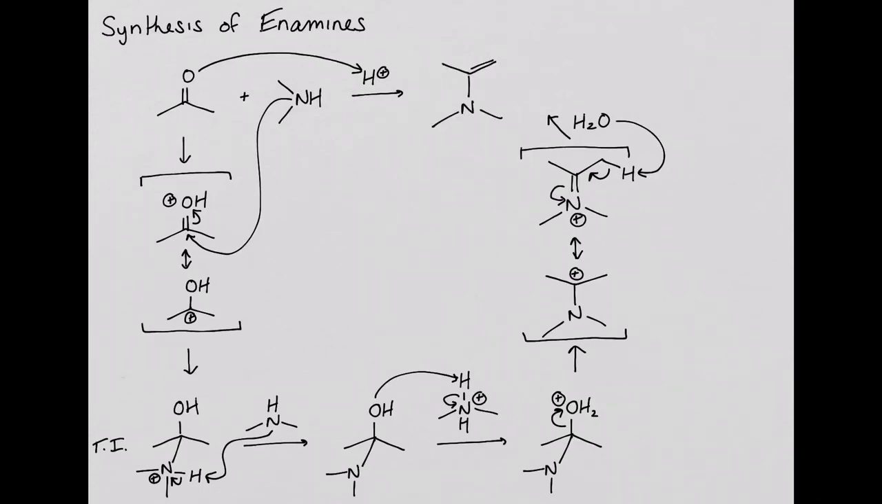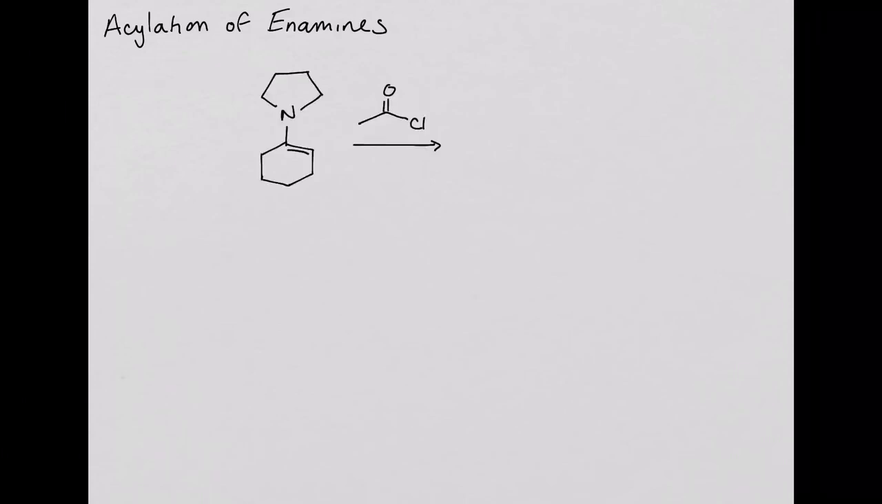Enamines are useful synthetic intermediates for alkylation at the alpha position to a carbonyl. They also make good nucleophiles for acylation reactions. An acylation reaction is when a nucleophile attacks a carbonyl carbon, such as the carbonyl carbon of an acid chloride that has a good leaving group. For example, the reaction between this enamine and this acid chloride.